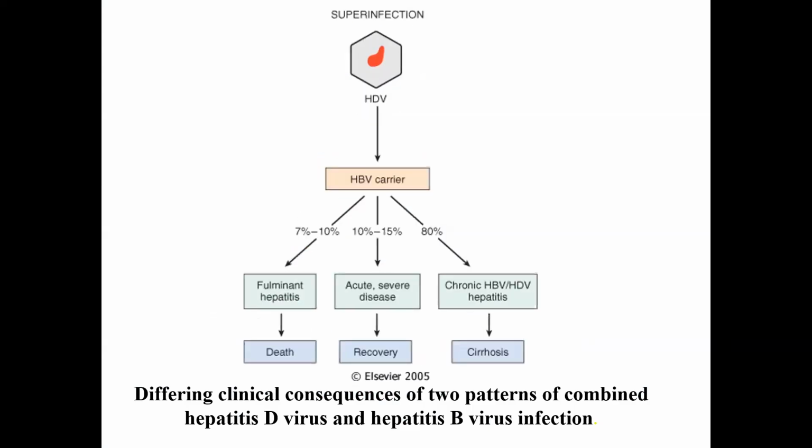What happens here if you have an already established infection with hepatitis B? So the patient already has hepatitis B, and then he gets hepatitis D. The likely scenario is going to be chronic hepatitis B and the progression of chronic hepatitis in the majority of cases. So that is the difference between co-infection versus super-infection.